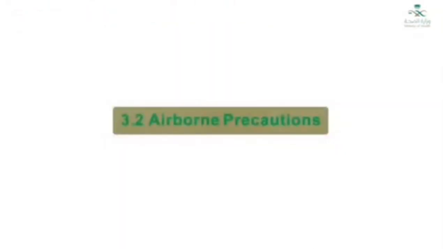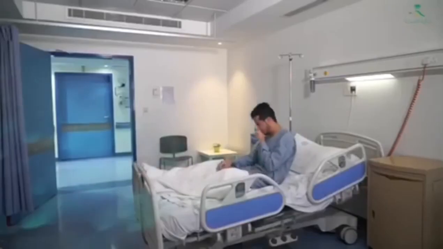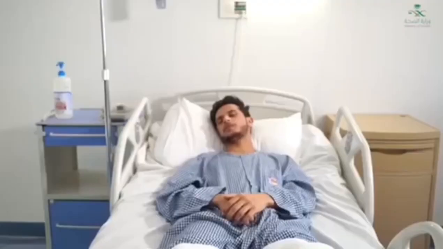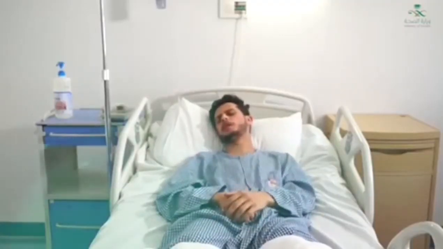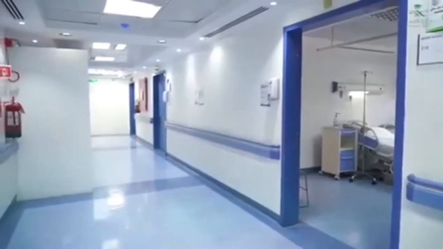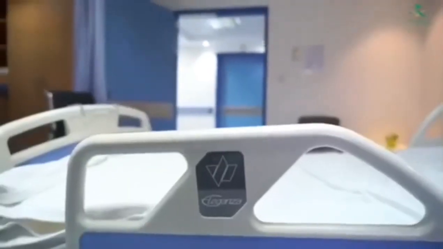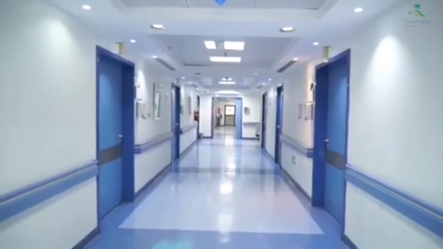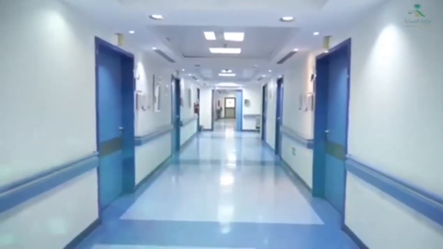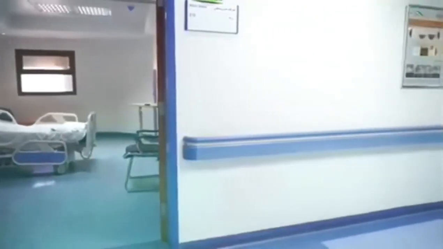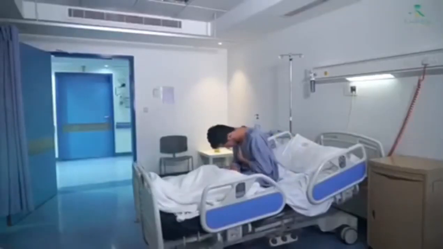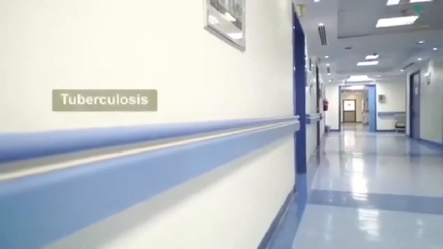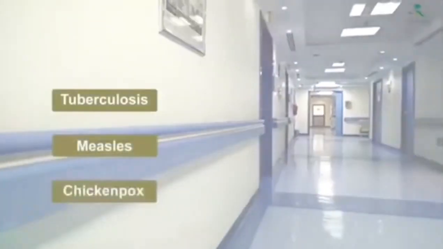Airborne precautions. This patient suffers from open pulmonary tuberculosis. TB bacteria are spread through the air from one person to another. Airborne transmission occurs when the bacteria or viruses travel on dust particles or small respiratory droplets that may become aerosolized when some people sneeze, cough, laugh, or exhale. They hang in the air much like invisible smoke. They can travel on air currents over considerable distances. Examples of diseases transmitted by airborne routes include tuberculosis, measles, and chickenpox.